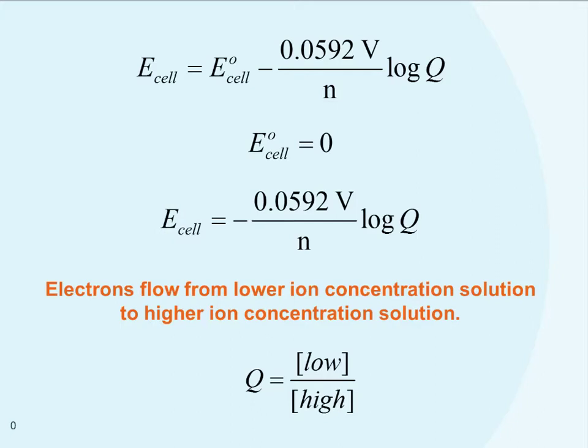Now what we have to do is say, well, how do we figure out what Q is? How do we know what's the product and what's the reactant when we set up our reaction quotient? What we see is that electrons flow from the lower ion concentration solution to the higher ion concentration solution. So when we set up Q, we say Q equals the concentration of the low over the concentration of the high, and you can always do that: low over high. So when you're setting up Q, use that, plug it into your equation, and then you can solve for E of the cell, knowing that your values are going to be pretty small because E naught of the cell is always going to be equal to 0.